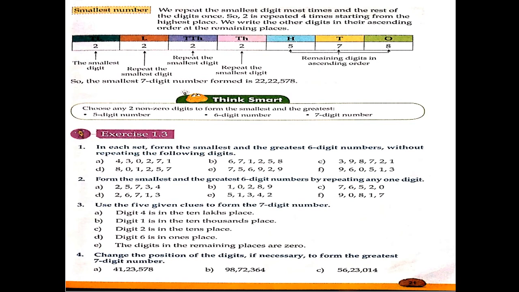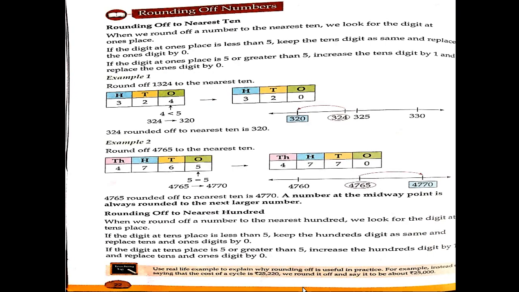And by using the 5 given clues, form the 7-digit number. Digit 4 is in the ten lakh place. You have to use this as your starting point first. Then see, next we are going to learn rounding off numbers.